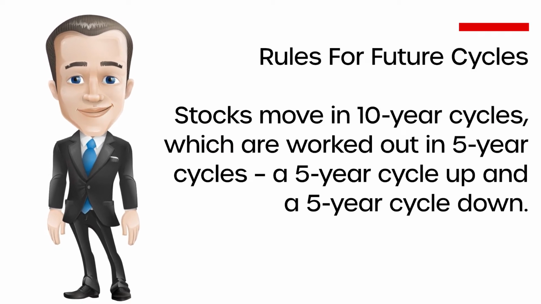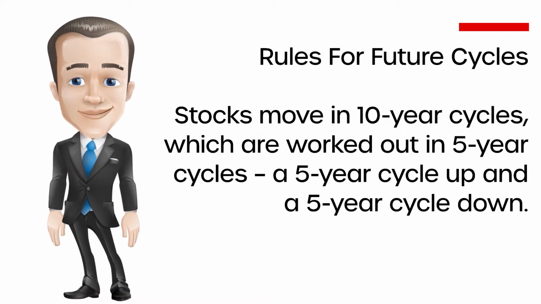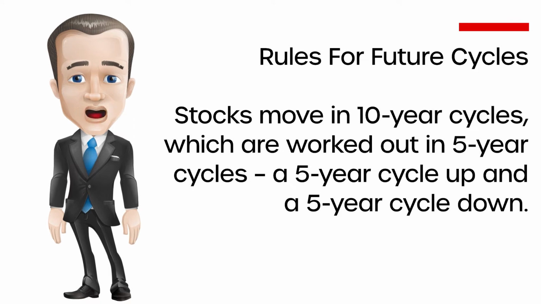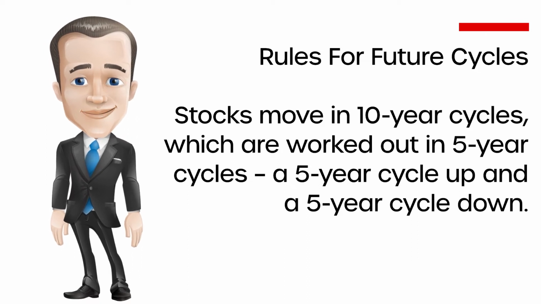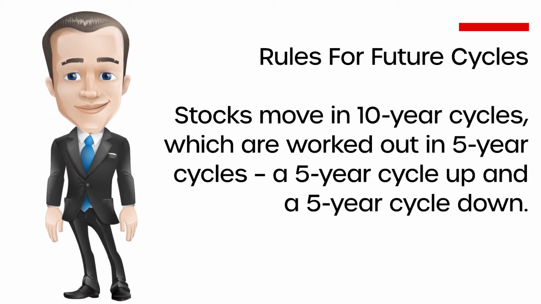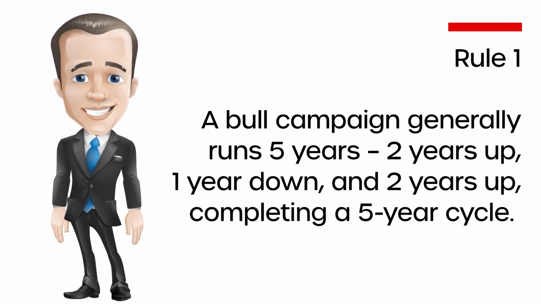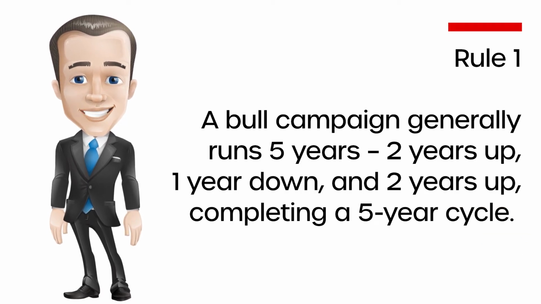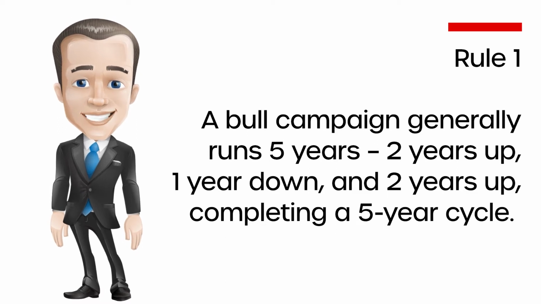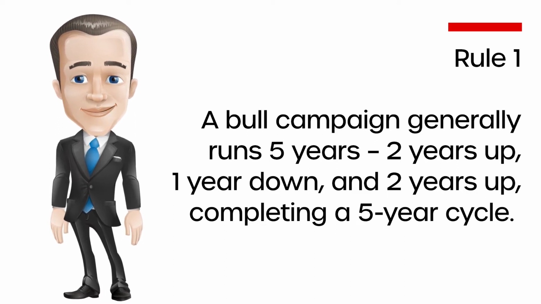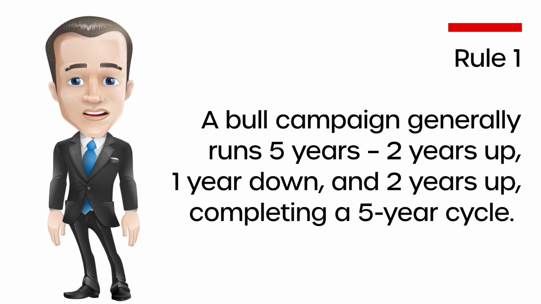Rules for future cycles. So we went over daily and weekly, and now we're going to start looking at future cycles. Stocks move in a 10-year cycle, which is worked out in 5-year cycles, a 5-year cycle up and a 5-year cycle down. Begin with extreme tops and extreme bottoms to figure all cycles, either major or minor. Rule 1. A bull campaign generally runs 5 years: 2 years up, 1 year down, and 2 years up, completing a 5-year cycle. The end of a 5-year campaign comes in the 59th or 60th month. Always watch for the change in the 59th month.